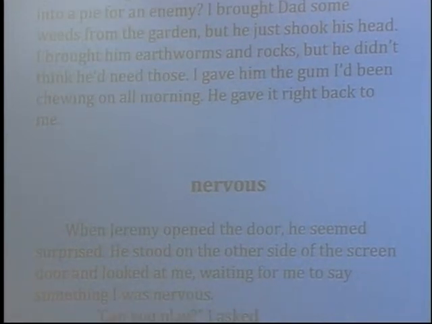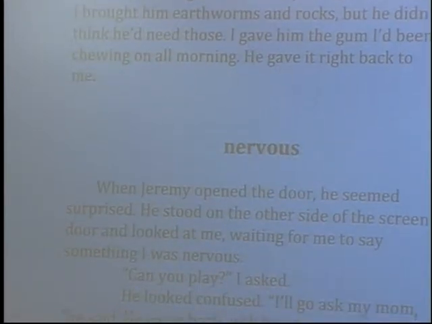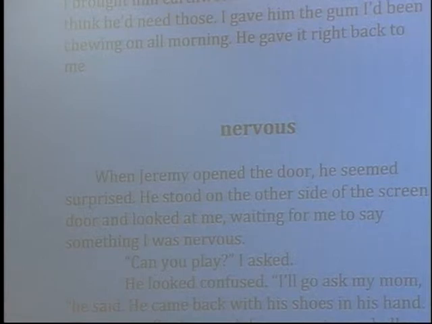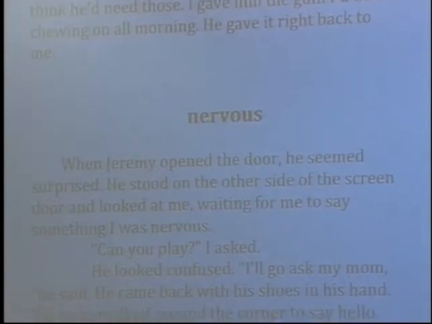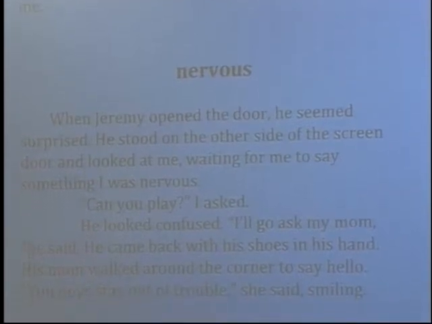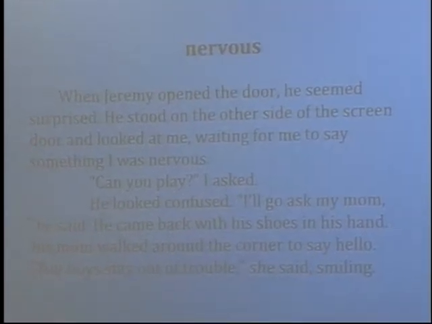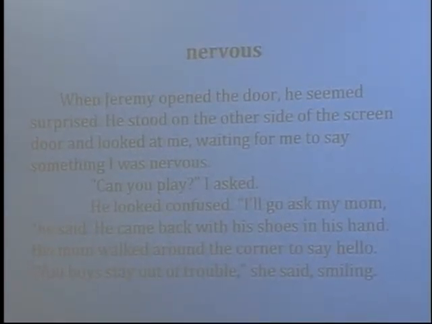So looking at nervous, here it is from Enemy Pie. When Jeremy opened the door, he seemed surprised. He stood on the other side of the screen door and looked at me, waiting for me to say something. I was nervous. Can you play?